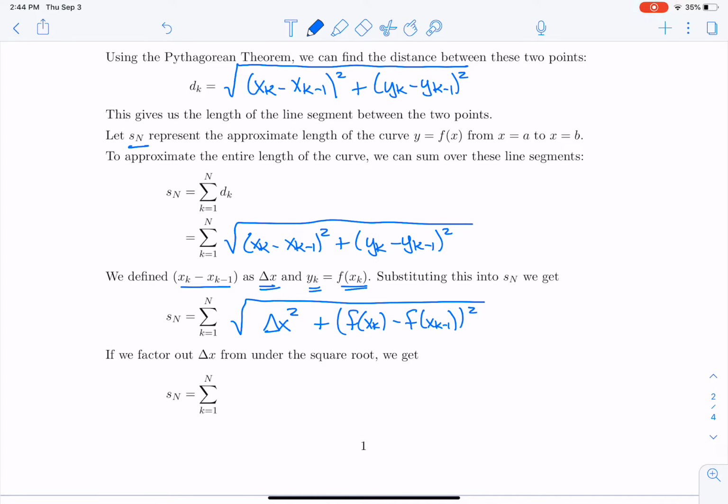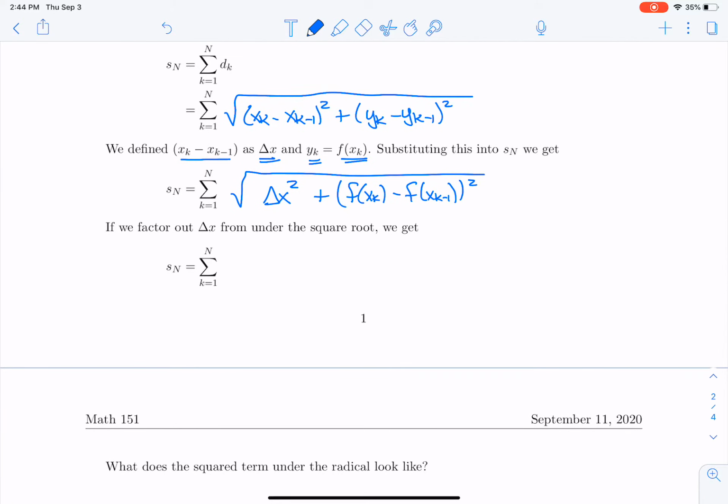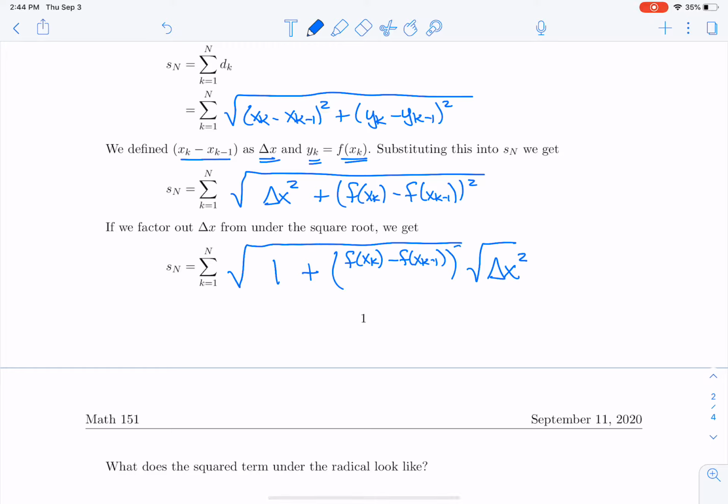Now I'm going to factor out a delta x from the square root. So what I'm going to do is I'm going to have this square root here, and then I'm going to factor out a square root of delta x squared, so that what's left is going to be 1 plus f of x_k minus f of x_{k-1}, quantity squared. And then because I factored out a delta x squared, I'm just going to put a delta x there inside the square.